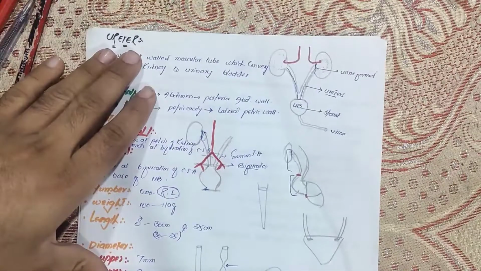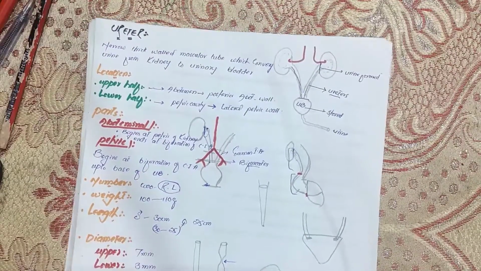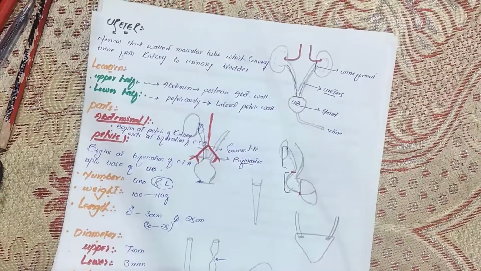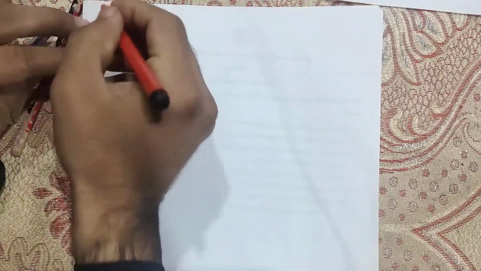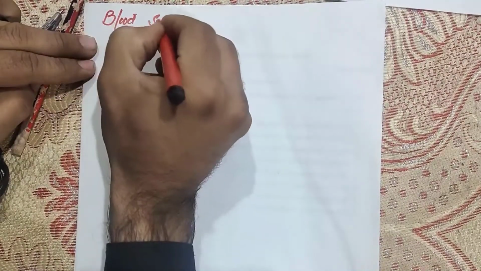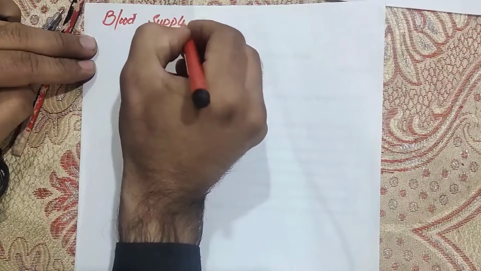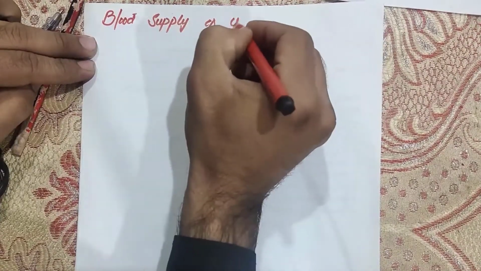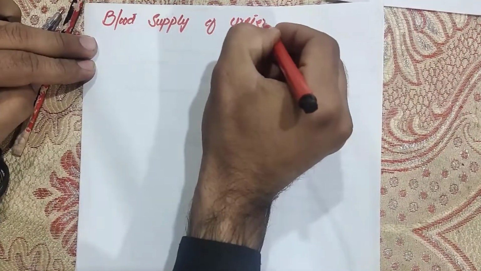This was our previous lecture about the ureter. Now I had told you that in the next lecture I will discuss the blood supply of the ureter and its innervation and everything. So let us discuss the blood supply of the ureter.